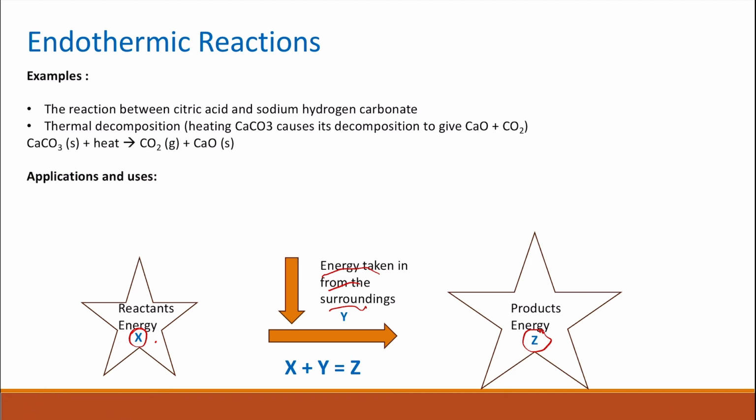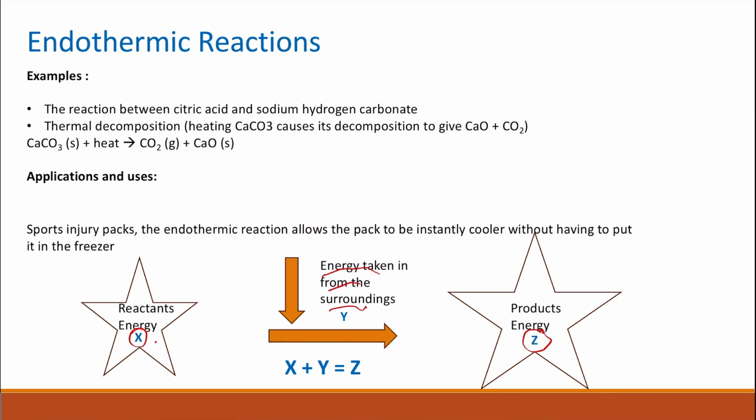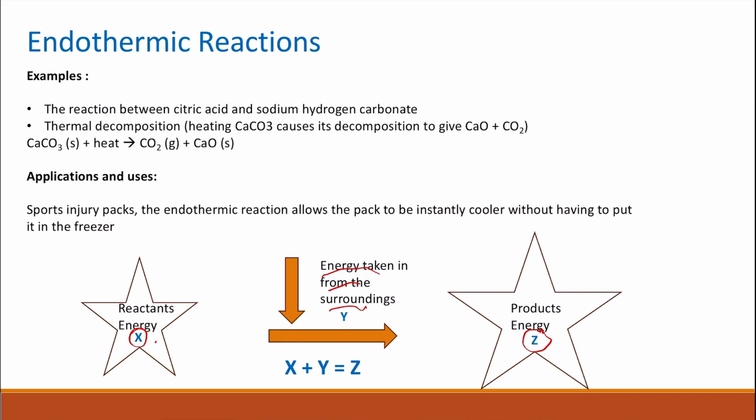Are there any applications and uses for this one? Yes, there are. So the sport energy bags. The endothermic reaction allows the bag to be instantly cooler without the need to put them in freezers to get them cold. So there are two types of reaction, endothermic and exothermic. In an exothermic reaction, heat is given off to the surroundings. In an endothermic reaction, heat is taken in from the surroundings.